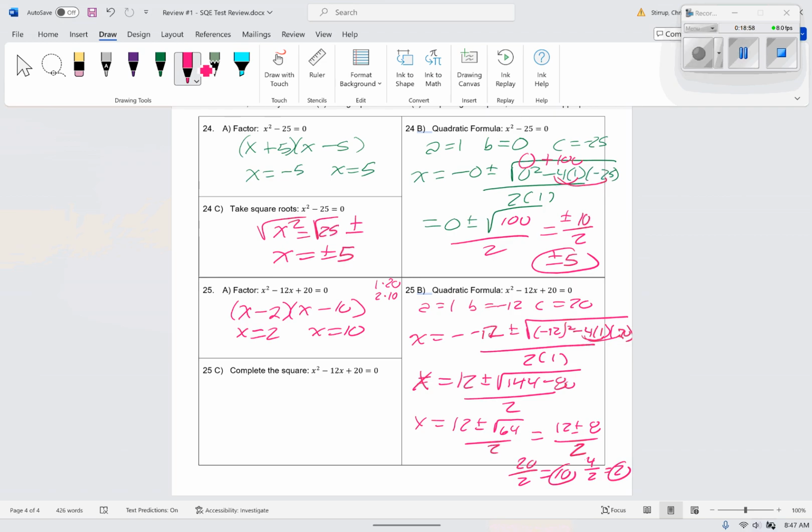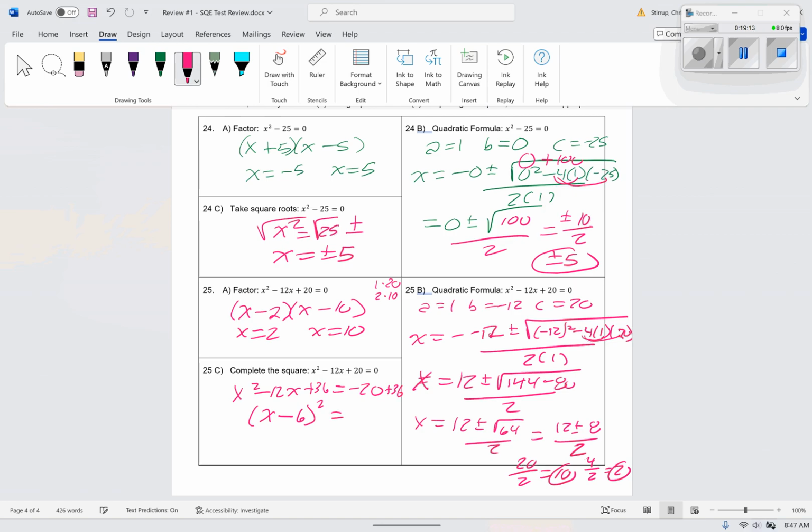And we want to complete the square on this one. Okay, so let's move the 20 over by subtracting it. Leave the space. Okay, bring this sign down. Half of 12 is 6. 6 squared is 36. So add 36 to both sides.